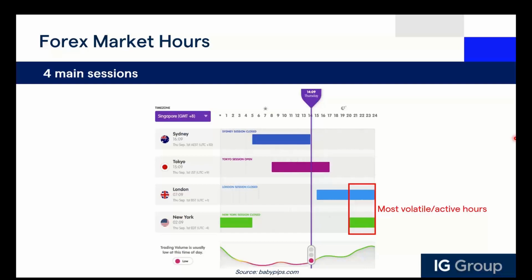Okay, so just take note also, it is not the most active for certain pairs. So it also depends on pairs, but most of the majors and popular pairs are very active within these hours.